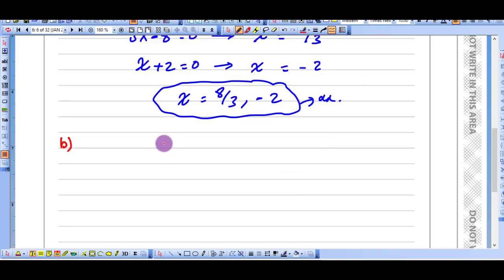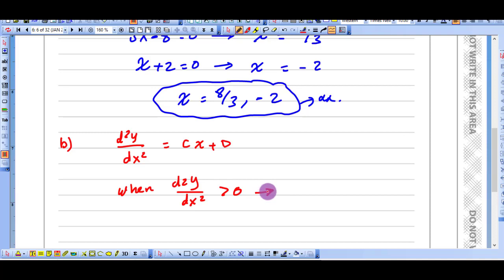Now, 3 marks, so we need 3 statements. The first statement is d2y by dx squared, the differentiation, equal to cx plus any other constant like d. The second statement, when d2y by dx squared is bigger than 0, it means minimum.